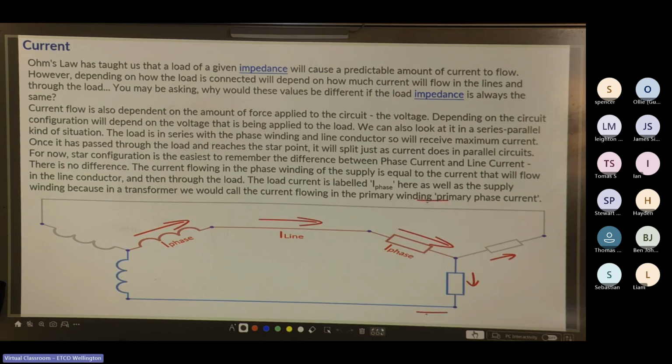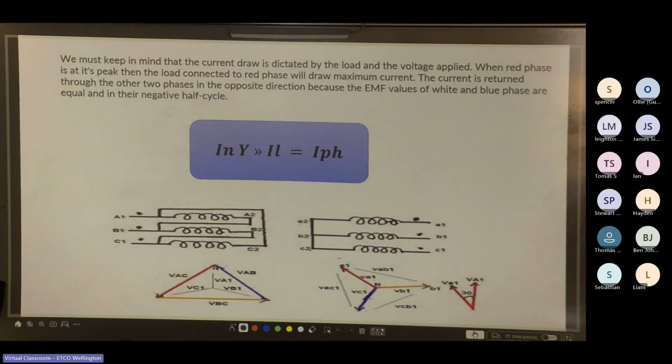The current labeled I phase here, as well as the supply winding, because in a transformer we would call the current flowing in the primary winding primary phase current. Cool. So we must keep in mind that the current draw is dictated by the load and the voltage applied. When red phase is at its peak, then the load connected to red phase will draw maximum current. The current is returned through the other two phases in the opposite direction because the EMF values of white and blue phase are equal to their negative half cycle.